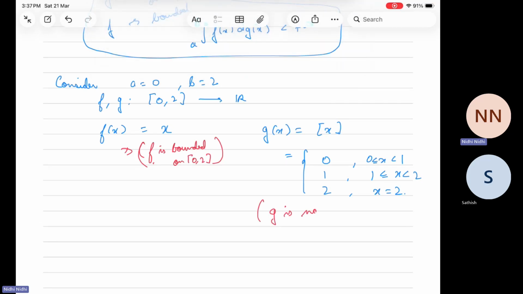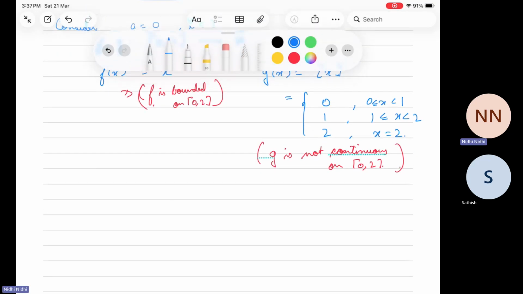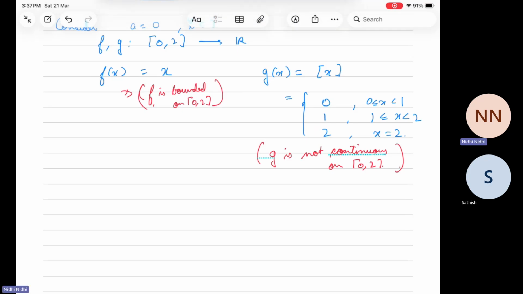G has discontinuities at 1 and 2. It's not continuous on the closed interval [0, 2]. But still, we claim that this function f is Riemann-Stieltjes integrable with respect to the function g. That means the integral from 0 to 2 of f(x) dg(x) is finite.